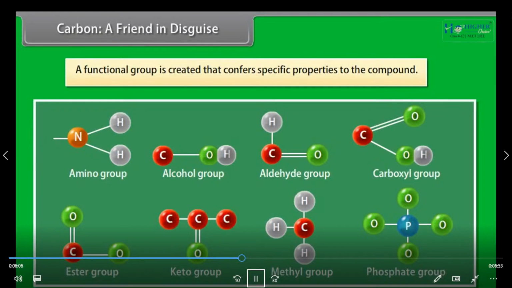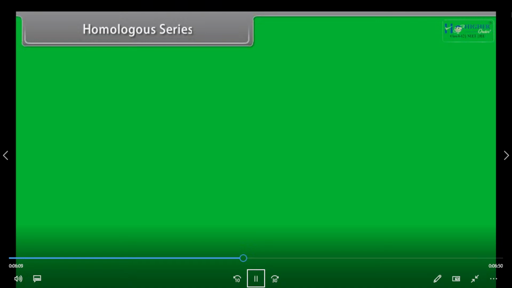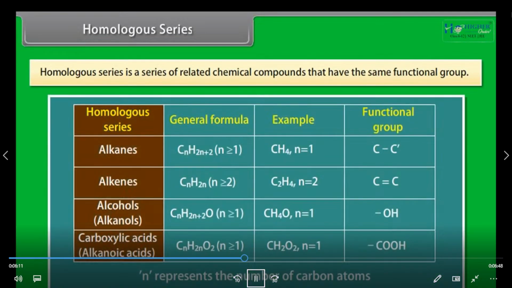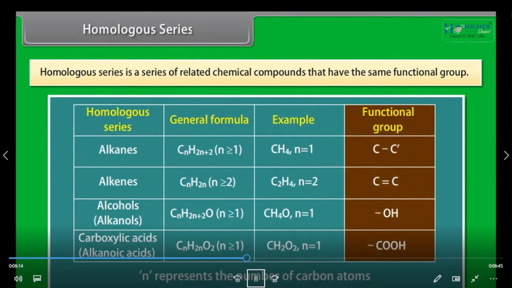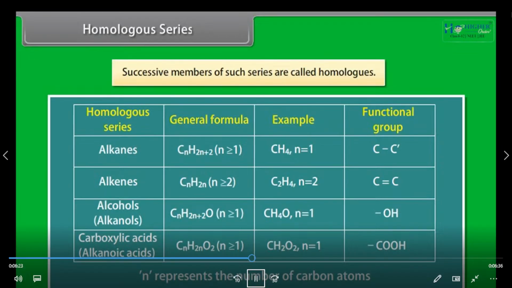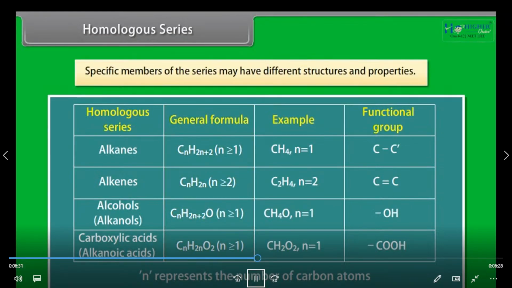carbon chain. Homologous series. Homologous series is a series of related chemical compounds that have the same functional group. These differ in formula by a fixed group of atoms. The successive members of such series are called homologous. Even though the general formula remains constant in a homologous series, specific members of the series may have different structures and properties. However, the reactivity usually remains the same.